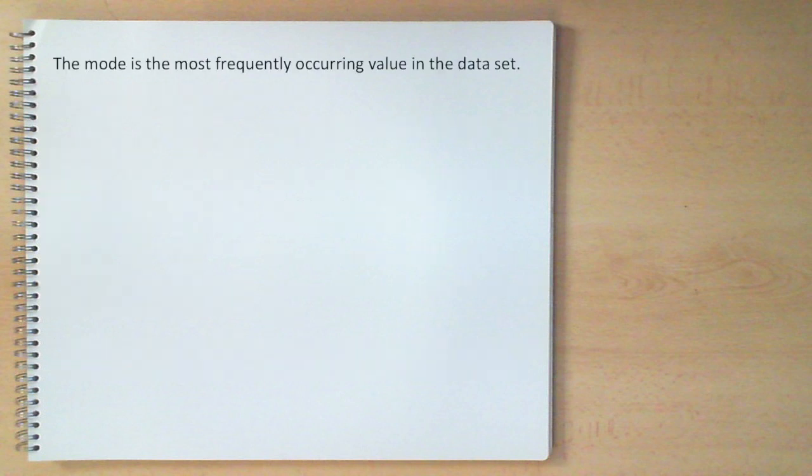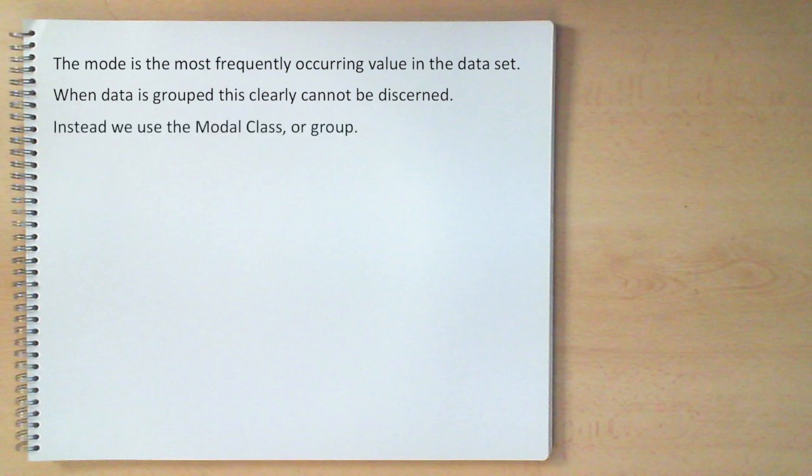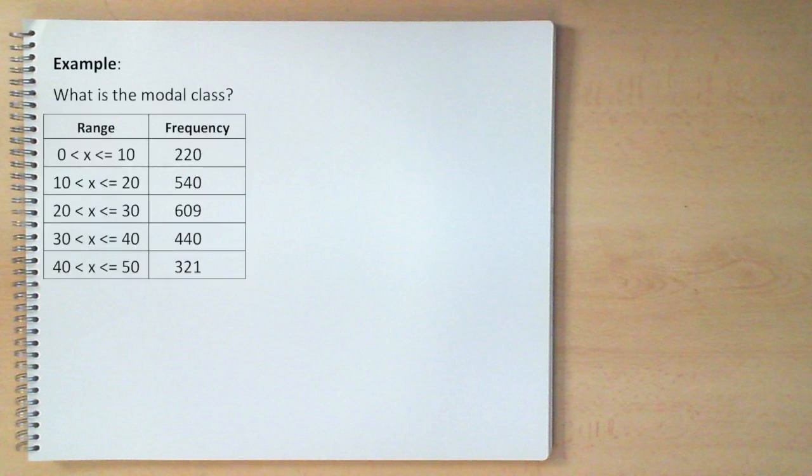Let's move on to the mode. The mode is the most frequently occurring value in the data set. When data is grouped, this clearly can't be found out because we don't know the exact individual data values, just which groups they fall in. So instead here we use the modal class or group, the group or class that has the greatest frequency.